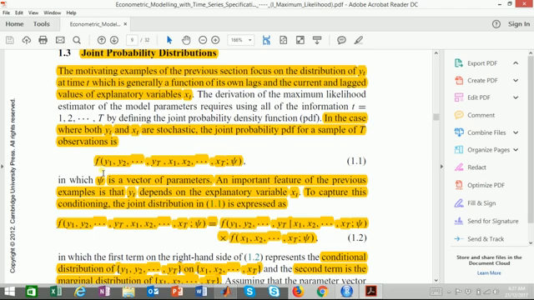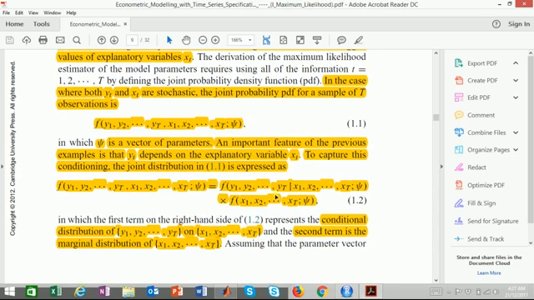An important feature of the previous example is that y depends on the explanatory variable x. Both are time variant. To capture this conditioning, the joint probability distribution is expressed as y1 to yT, x1 to xT for all psi, or all the parameters. Then we split it into conditional distribution and marginal distribution.